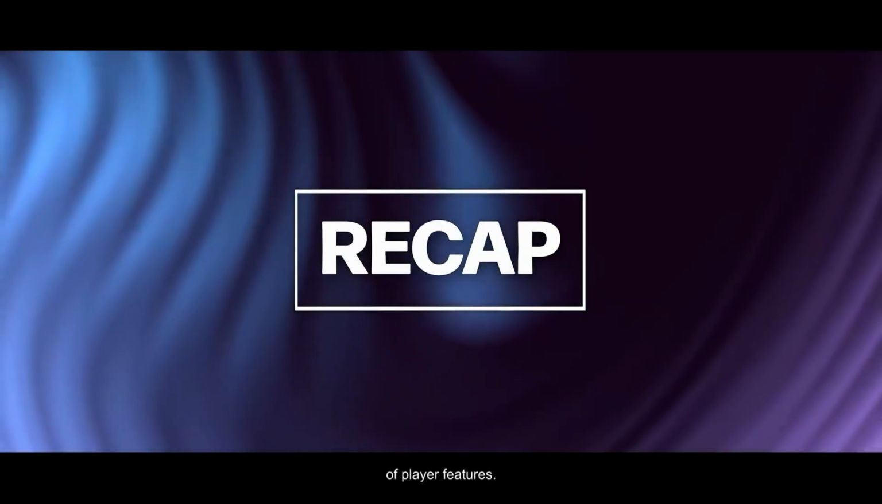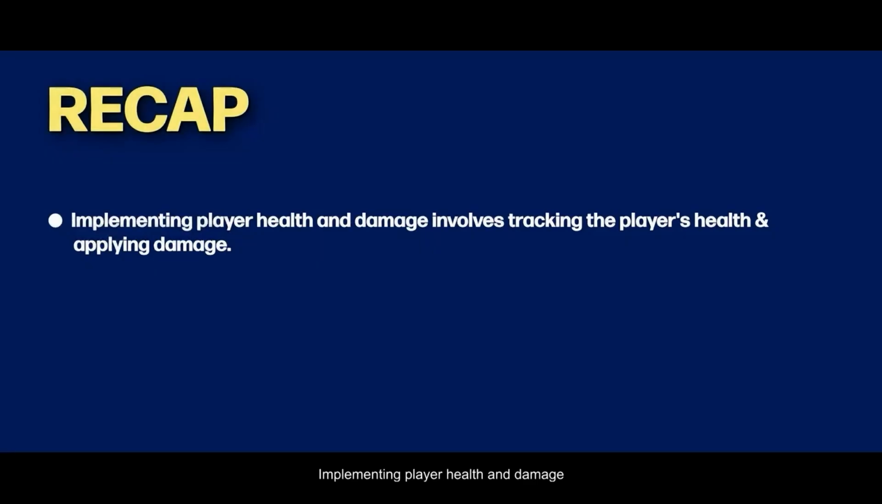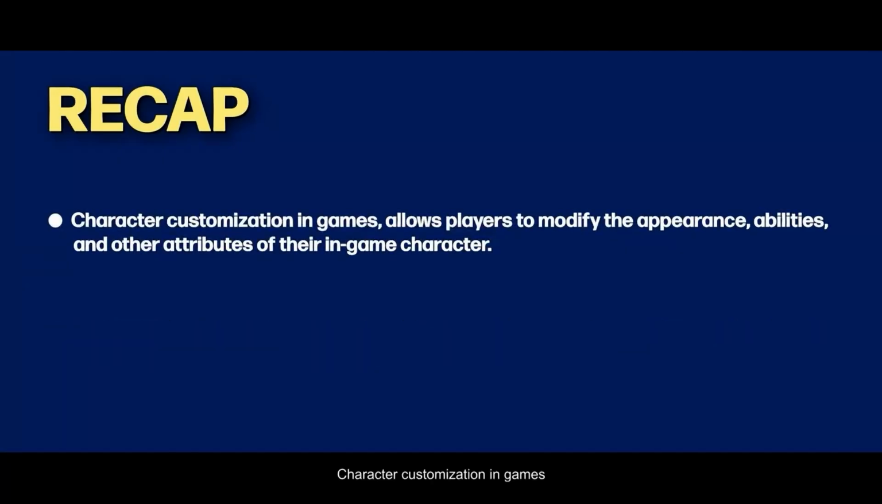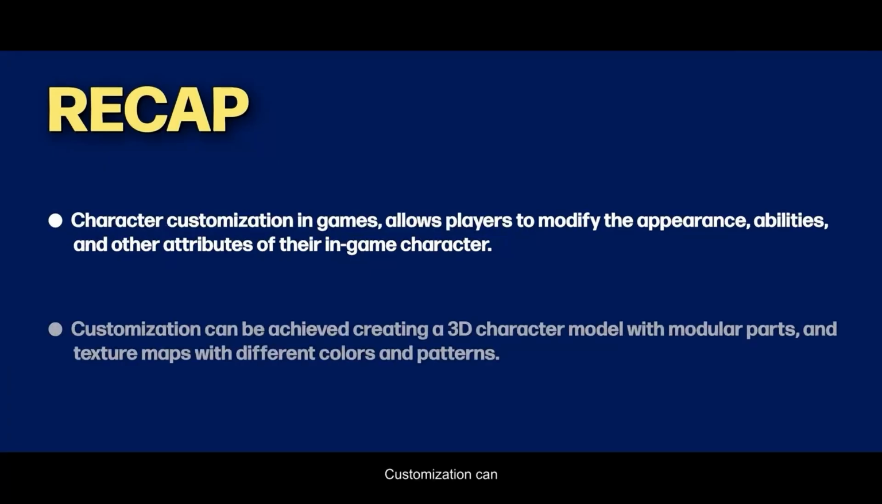Time for a quick recap of player features. Implementing player health and damage involves tracking the player's health and applying damage. Implementing player abilities and cooldowns involves the player using special abilities or skills during a fight which is subject to cooldowns. Character customization in games allows players to modify the appearance, abilities, and other attributes of their in-game character. Customization can be achieved by creating 3D character models with modular parts and texture maps with different colors and patterns. Let's move on to the next topic of interaction mechanics.